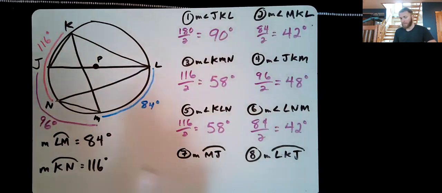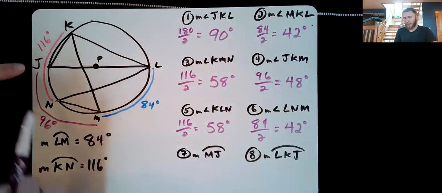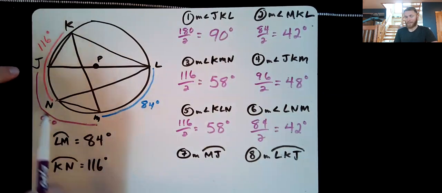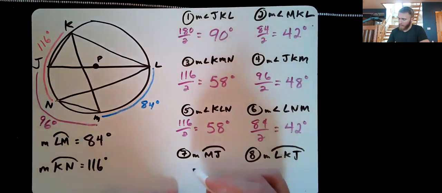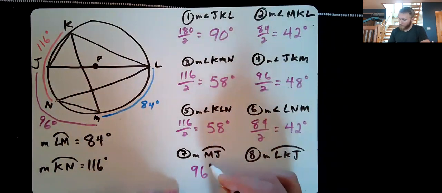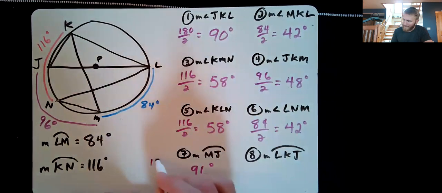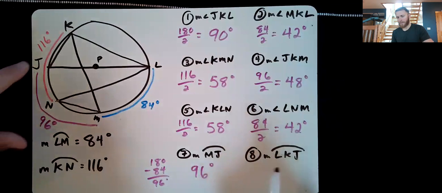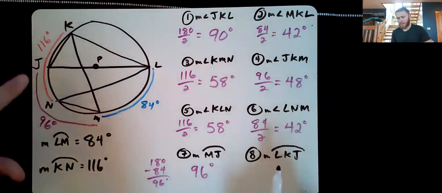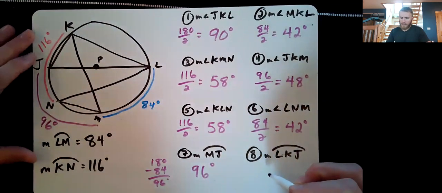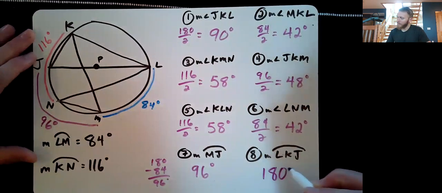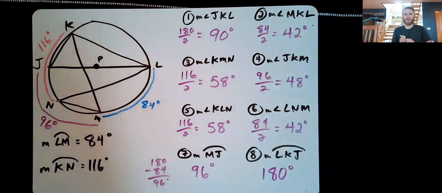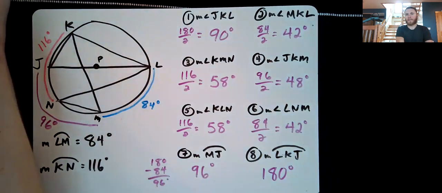Measure of arc MJ, last couple ones here. MJ, because I wrote that in, I realized that was coming. So 96 degrees, I've already found that. If you're unsure of how I found that, I did that by doing 180 minus 84 degrees gets me 96 because of the semicircle. And last one, LKJ, L to K to J. That's the whole top half of the circle divided by the diameter. 180 degrees is a semicircle. And that's it.